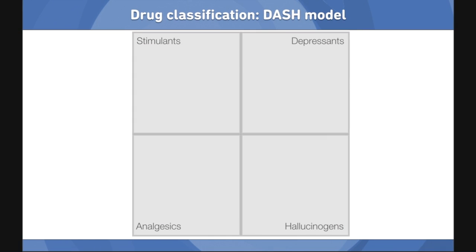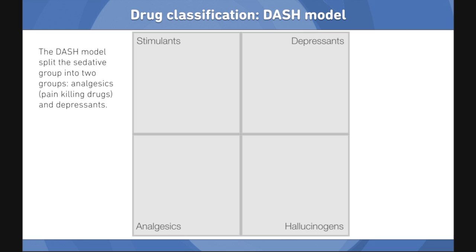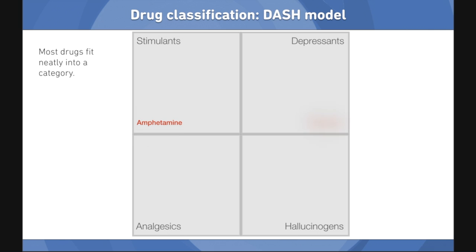As the 20th century progressed, the pharmaceutical industry developed. More drugs came onto the market, and by the latter part of the 20th century, the DASH model of classification appeared. DASH stands for depressant, analgesic, stimulant, and hallucinogenic. And it split the previous sedative group into the two subsections of depressants, to include neurobarbiturate drugs, and analgesics, painkilling or opioid drugs.